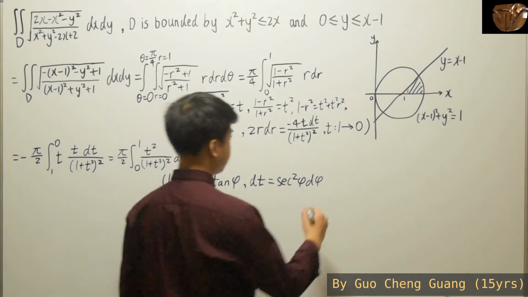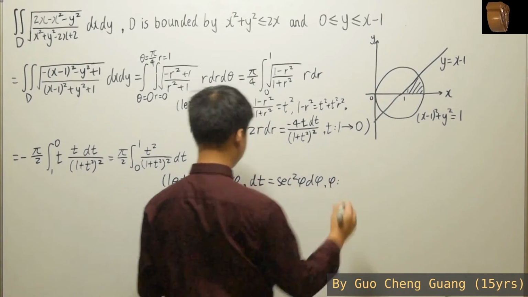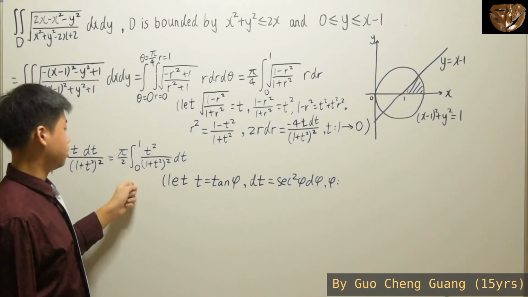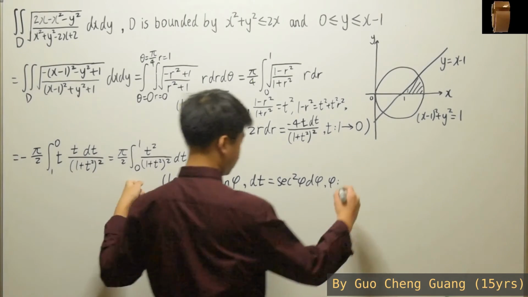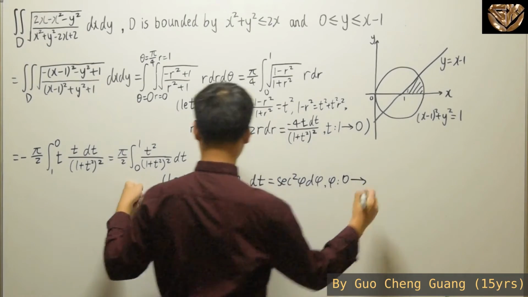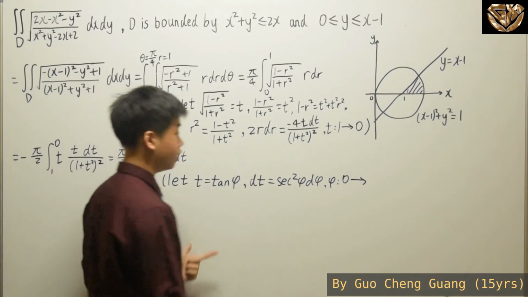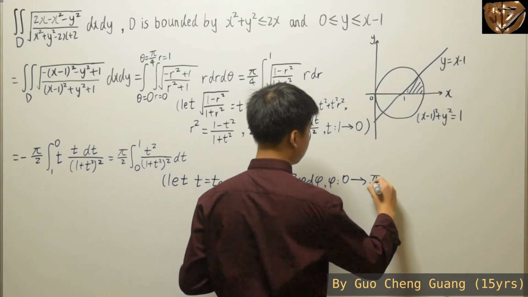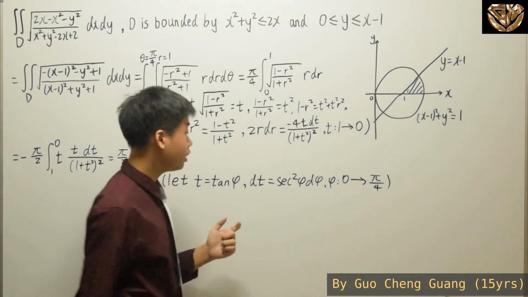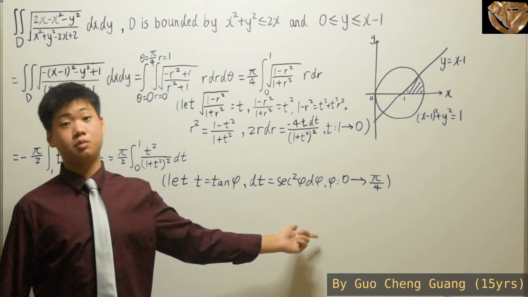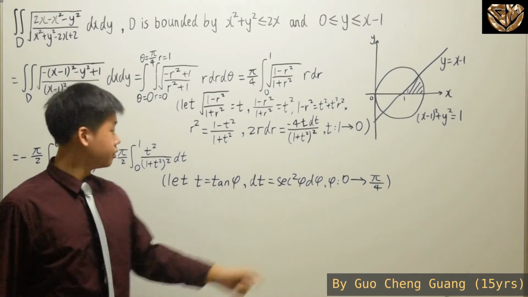How about the range of phi? So phi, when t is 0, so inverse tangent 0, that's still 0. How about when t is 1? So when t is 1, inverse tangent of 1, that is pi over 4. Right? So this is the substitution that we are going to make.